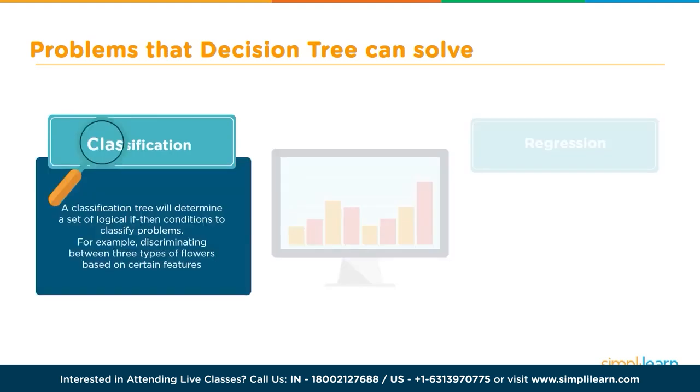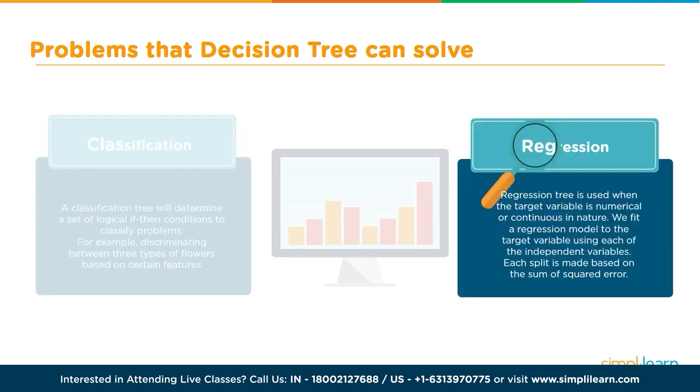In classification, the classification tree will determine a set of logical if-then conditions to classify problems. For example, discriminating between 3 types of flowers based on certain features. In regression, a regression tree is used when the target variable is numerical or continuous in nature. We fit the regression model to the target variable using each of the independent variables. Each split is made based on the sum of squared error.